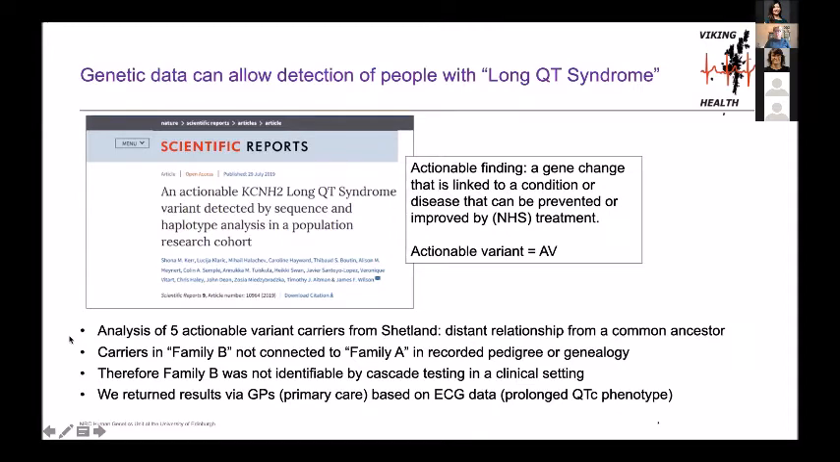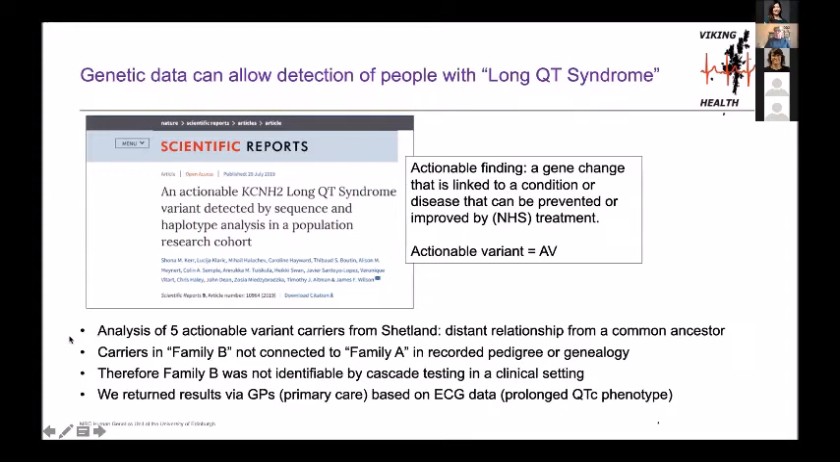And the implications of that are that in a clinical setting, when an index case of a person carrying an actionable variant is identified, there's a process of cascade testing where relatives are offered testing for the same variant, and the testing spreads out across the family and across the pedigree. But in this case, it wouldn't be possible.